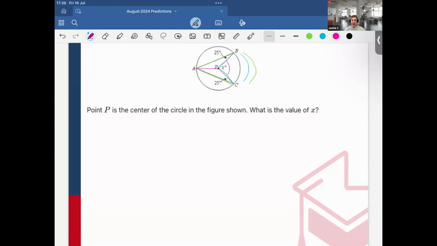So therefore, this would also be 25 degrees, and this would also be 25 degrees. Okay, so this together, angle BAC, would be 50 degrees. And that is the inscribed angle. And the inscribed angle is half that of the central angle. So therefore, angle X would be 50 times 2, which is 100. And that's the answer. Isn't that so great and amazing? Okay, so continuing our journey.